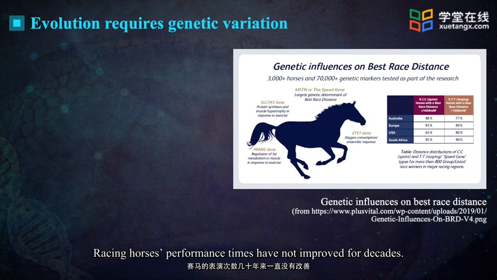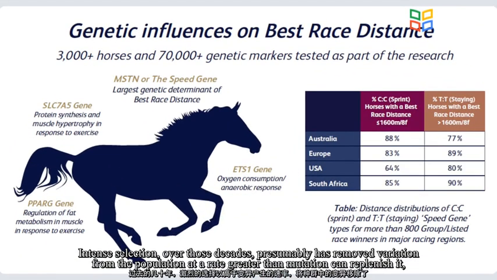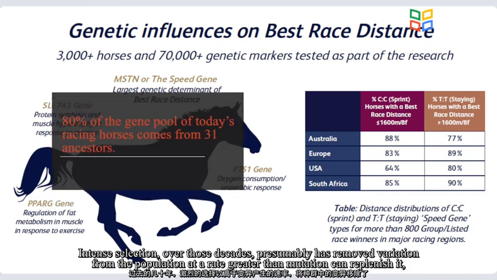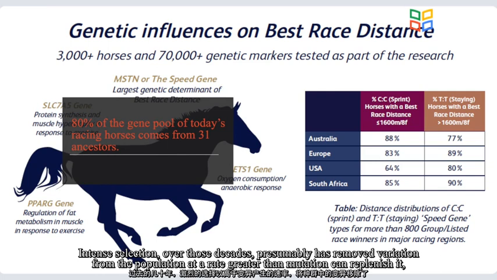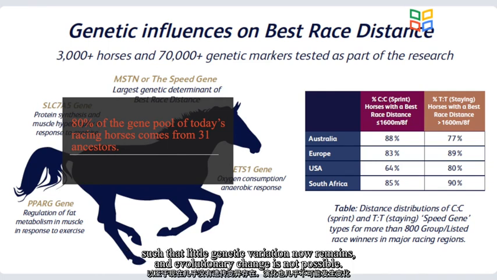Racing horses' performance times have not improved for decades. Intense selection over those decades presumably has removed variation from the population at a greater rate than mutation can replenish it, such that little genetic variation now remains, and evolutionary change is not possible.